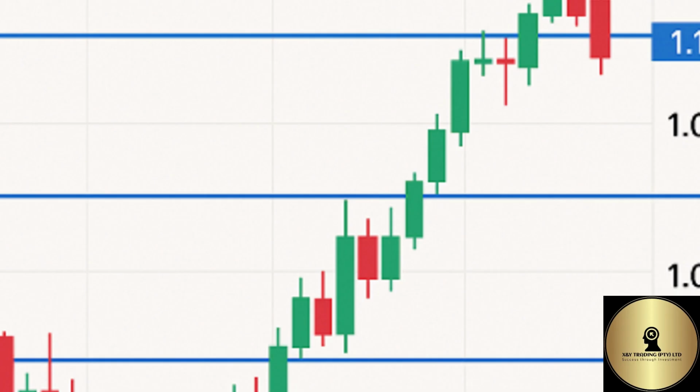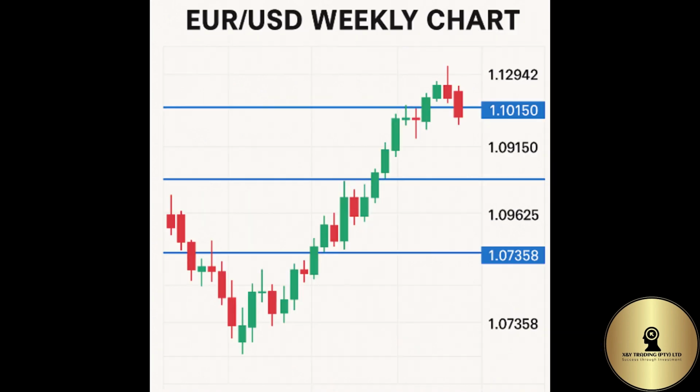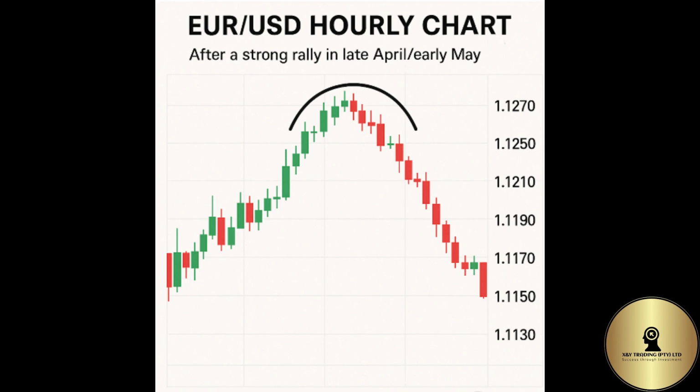Now, let us note some key zones we are watching. A key support zone is the price level between 1.10150 and the 1.09625 price level. Note the major floor level at the 1.07358 price level. We note a strong resistance at the 1.12942 price level.